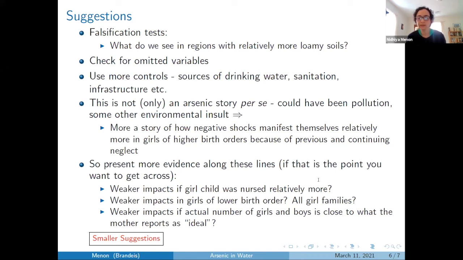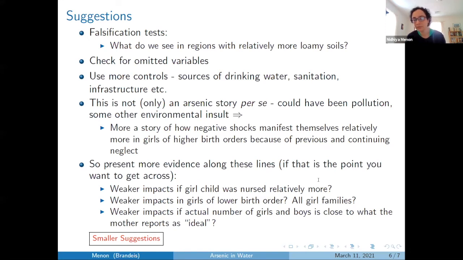So I think you want to frame this in the context of a lot of bad things happening in developing countries, and given these additional insults to girl children, especially younger girl children, these are being manifested more, and this is less so of an arsenic story. It could have been exposure to PM 2.5 or whatever it is, right?